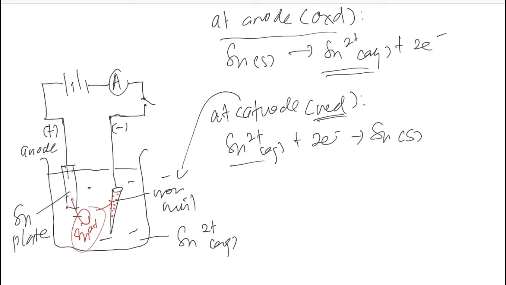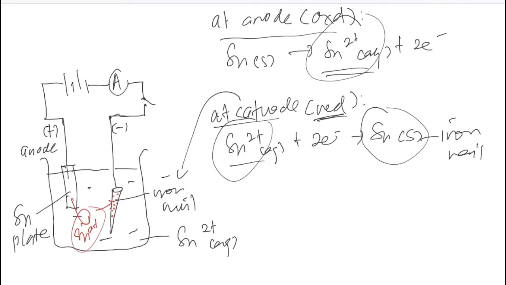This is the basic concept of electroplating. On one side, the metal will dissolve, oxidize to produce ion, and that ion goes to the other side, that is the cathode, gets reduced and deposits on the surface. In this case, it deposits on the surface of iron. So we successfully did our electroplating.